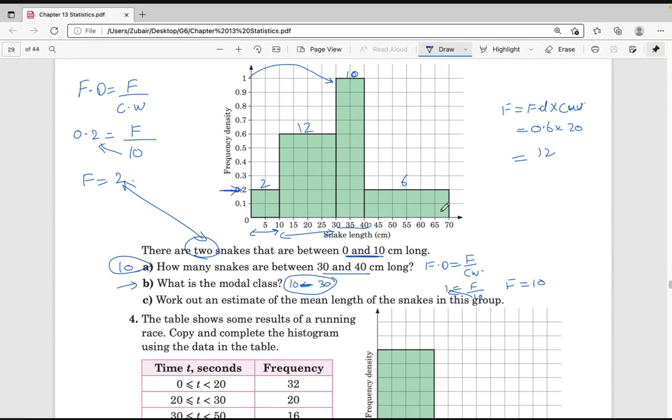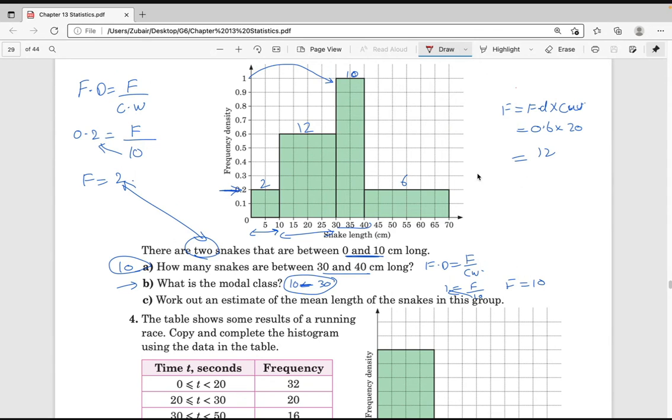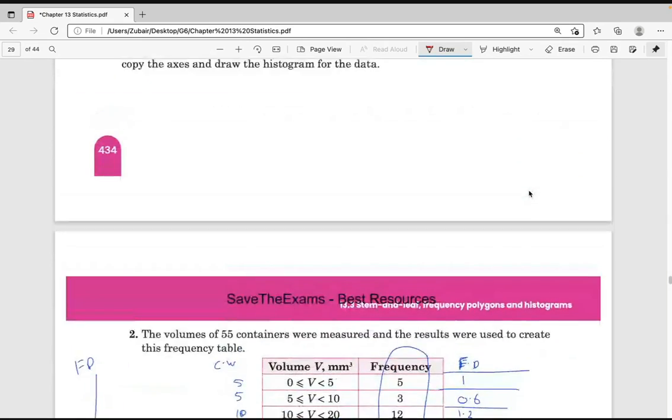Part C says work out an estimate of the mean length of snakes. So we do nothing, we just follow the formula and plug in those values. Mean is summation fx over summation f. Now this is frequency into x. So frequency is 2, multiplied by, whenever we have widths, we use the middle value. Remember that?